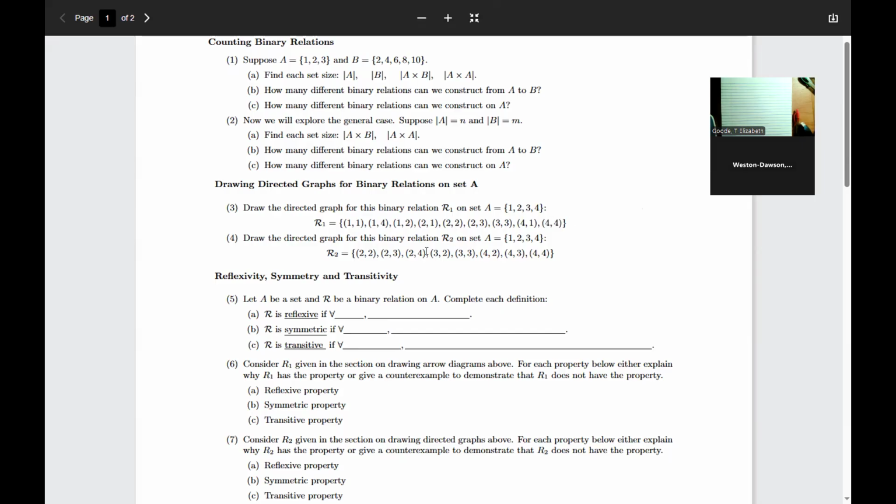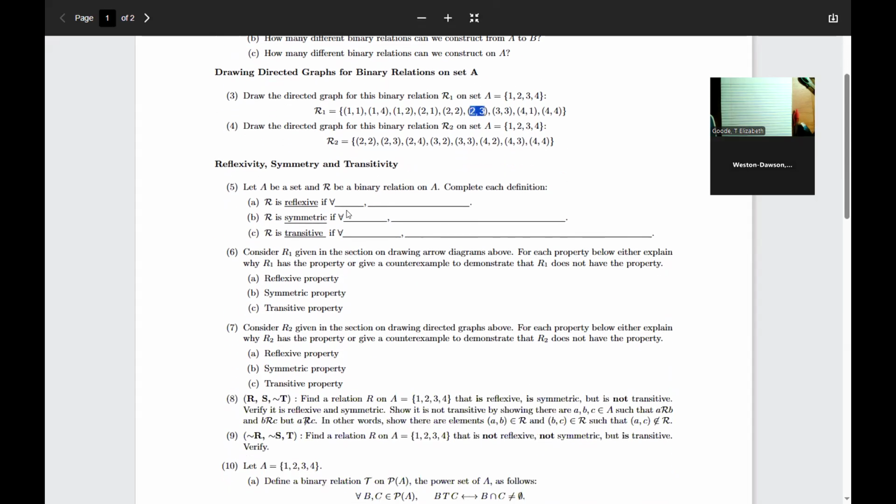Is it symmetric? Well, if you have an arrow from 1 to 2, you're looking for the arrow from 2 back to 1. That looks good, but look at 1, 4. We have an arrow from 1 to 4. Do we have an arrow from 4 back to 1? Yes, we do. But we don't have an arrow from 3 to 2. So it's not symmetric. Good. So you'll be able to explain, hey, 2 comma 3 is in curly R1, but 3 comma 2 is not in curly R1. And here I ask you to write the definitions.